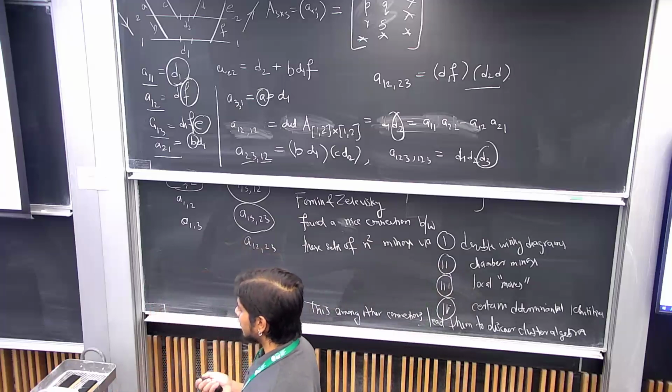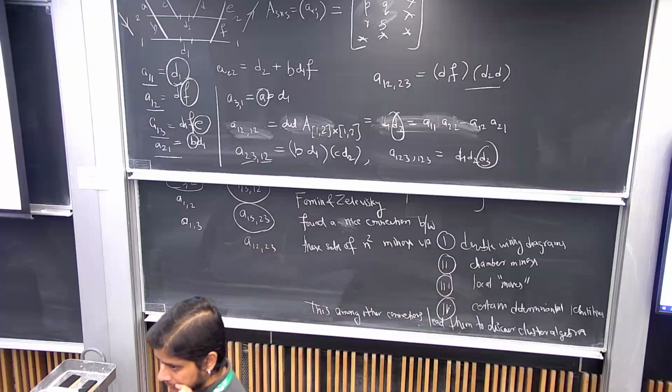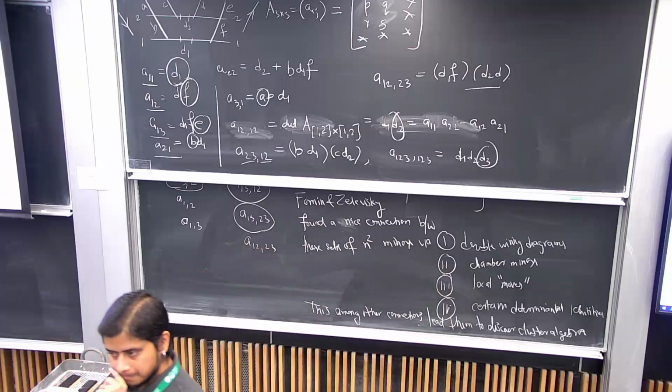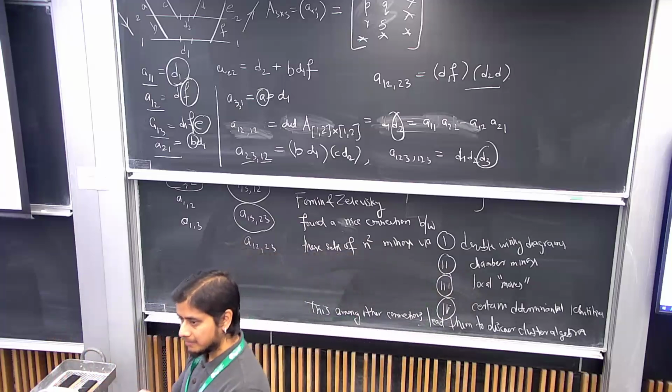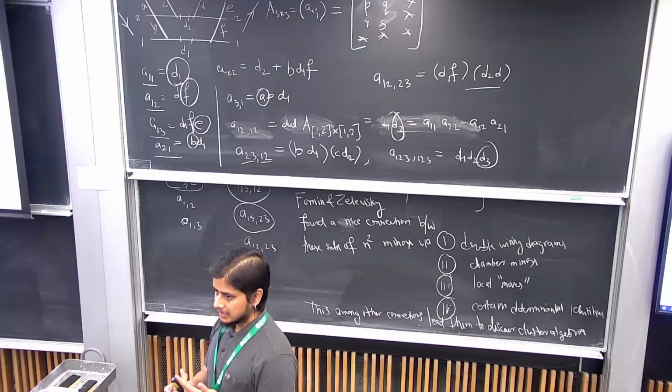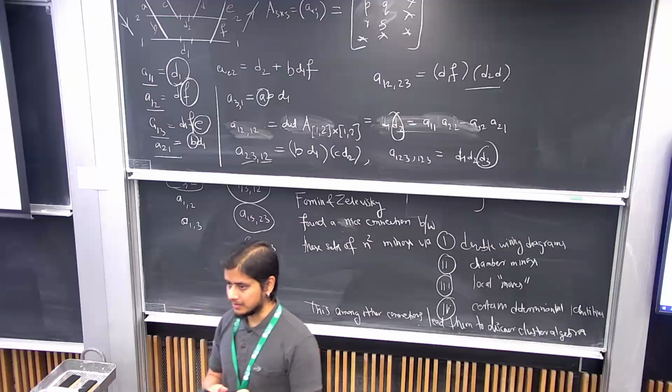Now, I and J are ordered tuples, but they need not be in increasing or decreasing order. The ordering matters.